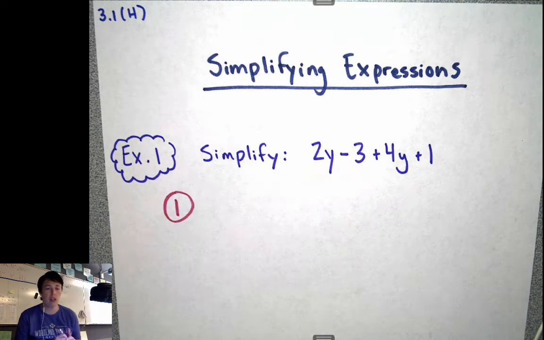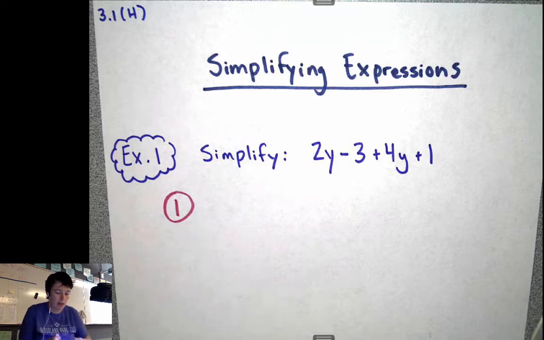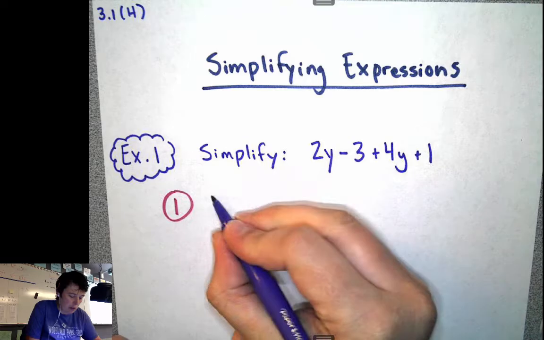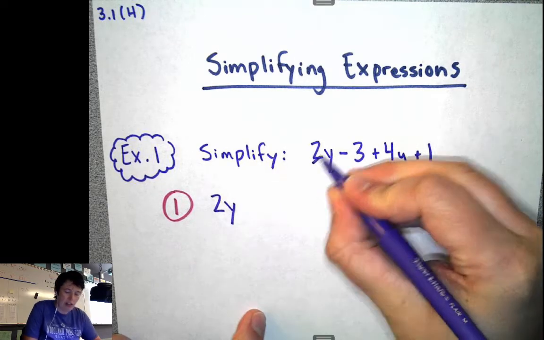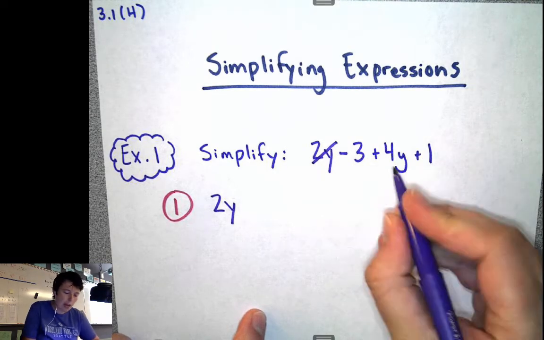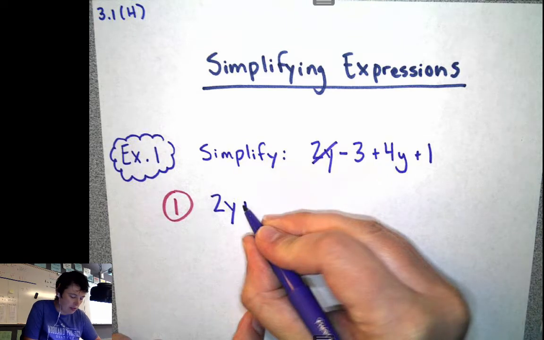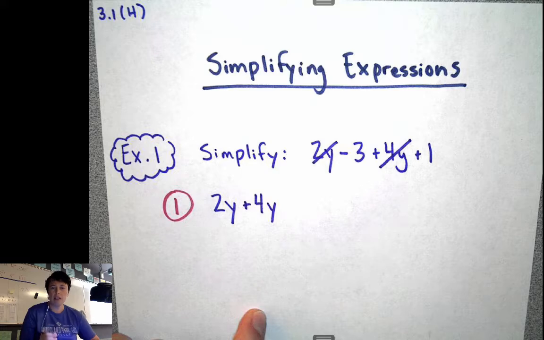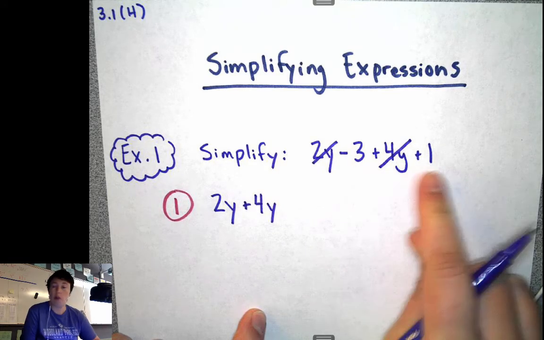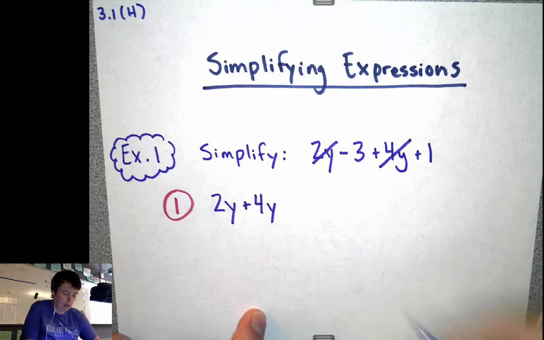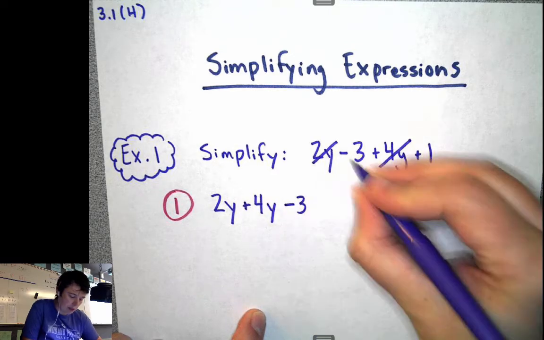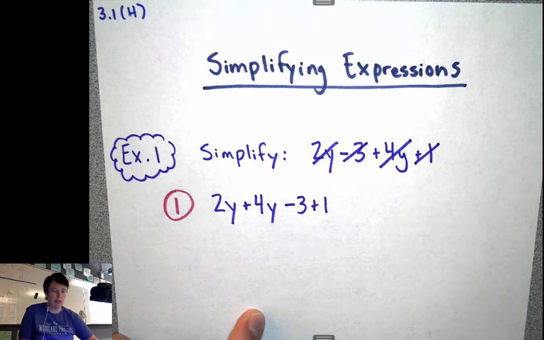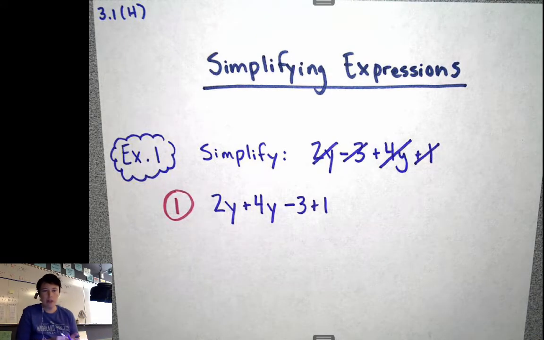Start rearranging the problem. I'm going to put the y's together because they are like terms. So we've got a 2y, which I'm going to cross out now that I'm writing it down again, and we have a plus 4y. I'm going to cross that out too. The other like terms that we have are the negative 3 and the 1. Those are just your standard numbers. So minus 3, plus 1. That would be the last one. All right, now I've got all the pieces. So step one, rearrange it.